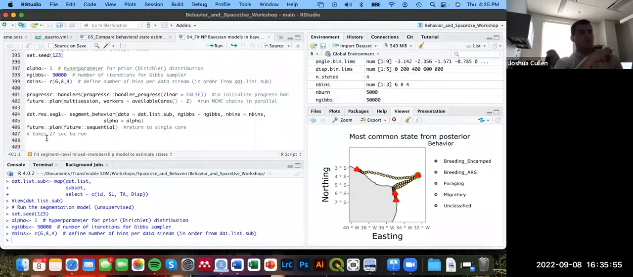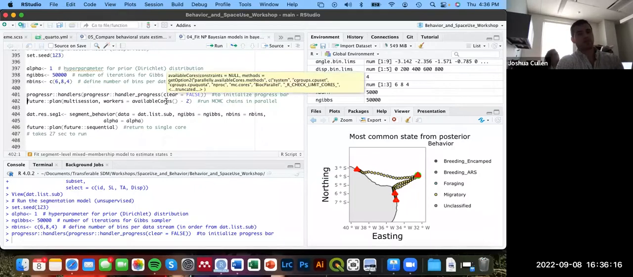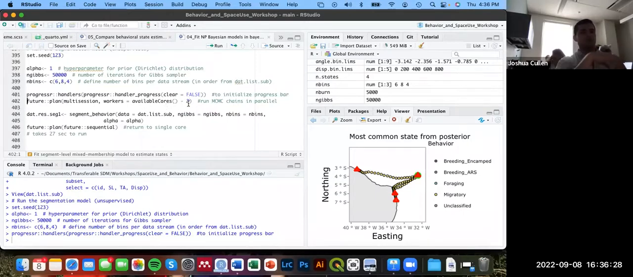Next is where I'm going to set up a progress bar that I want to print out. And then I want to run my model in parallel using the future package. That's what I'm doing when I set it to multisession. And then the workers, or the number of cores I want to use, is the maximum number available on my computer, but I don't want it to crash. So ideally you want to leave at least 1, if not 2 cores open to do other things that are working on your computer. So in this case, I'm saying available number of cores minus 2, which in my case I think is 10 cores.